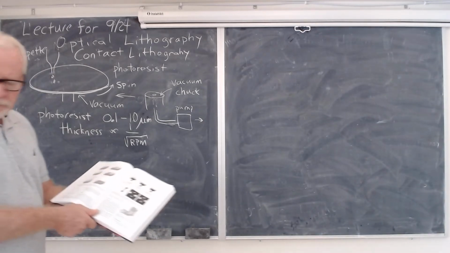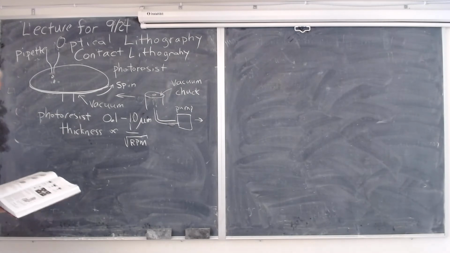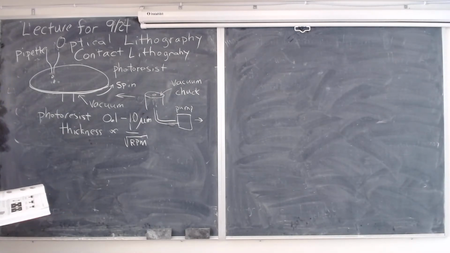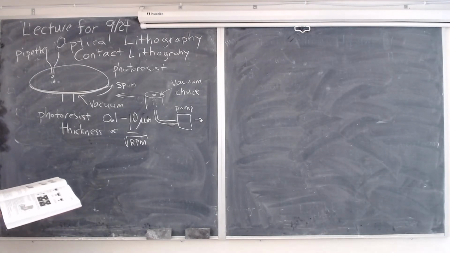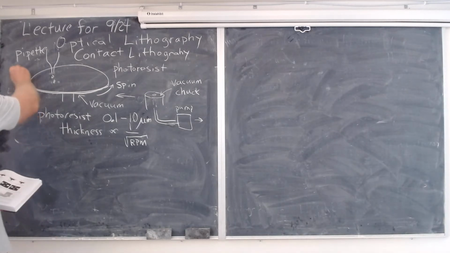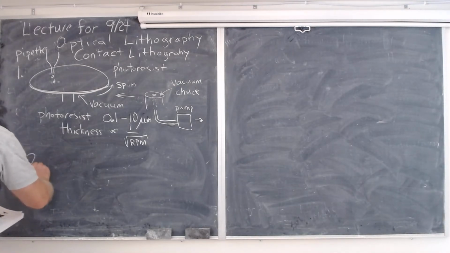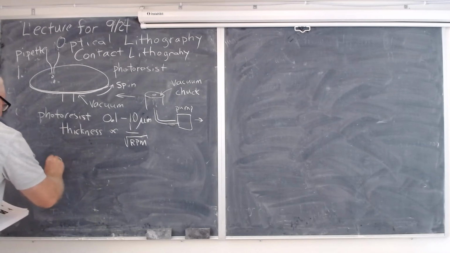He has some discussion in here about the spin process. Okay, we'll do this in order. I was going to talk about positive and negative resist, but we can proceed with our steps. So that's step one, to spin the resist, and then step two is to do what's called a pre-bake.